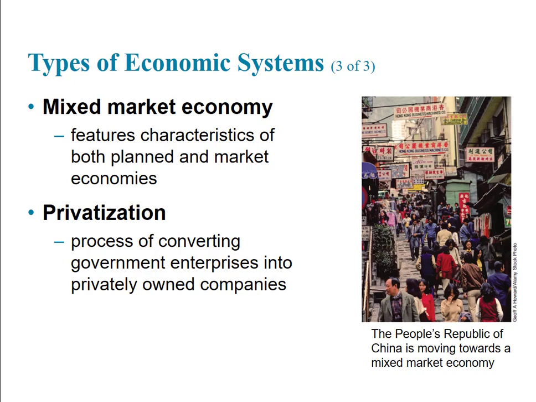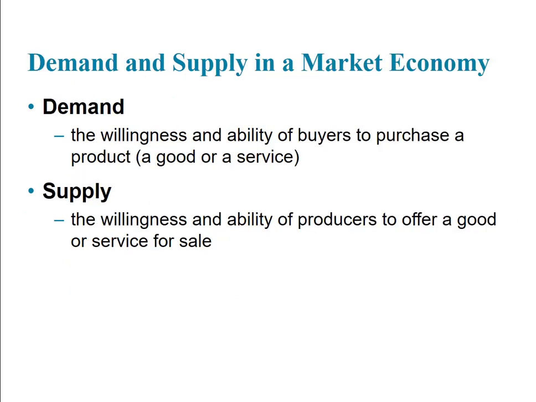Now, I've mentioned a few times a couple terms that you've probably heard throughout your lives, but let's look at them a little bit more in depth, and that's demand and supply. Demand is the willingness or ability of buyers to purchase a product, which, once again, as I defined, could be a good, a physical, tangible thing, or a service, something that is provided to you, such as lawn care. And supply is the willingness and ability of the businesses or the producers to offer a good or a service for sale.